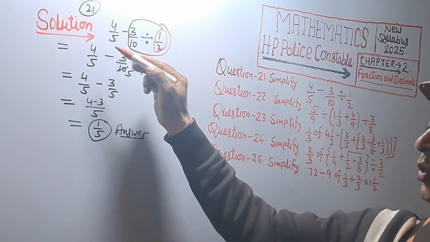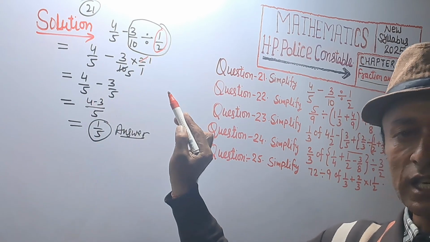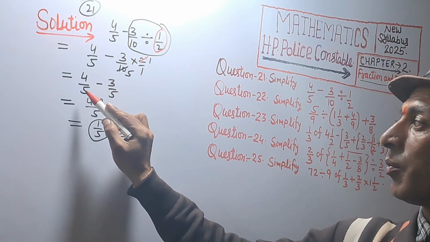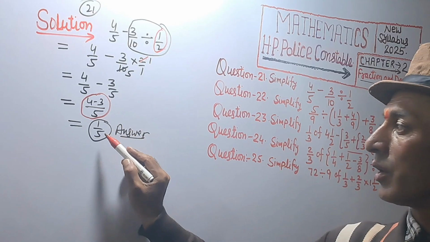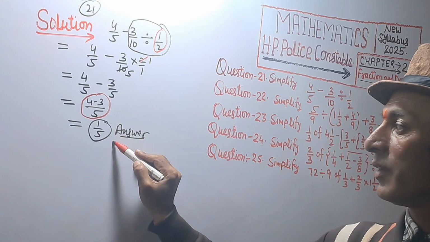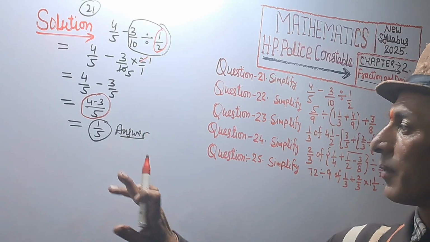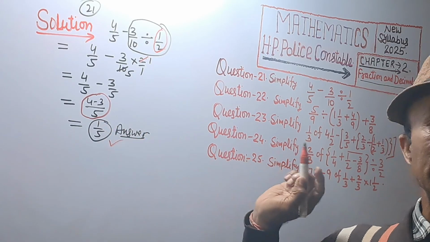So we get 4/5 minus 3/5 and the denominators are equal. So 4 minus 3 upon 5. 4 minus 3 is equal to 1, and that is equal to 1/5 exactly. Equal to 1/5. Answer.